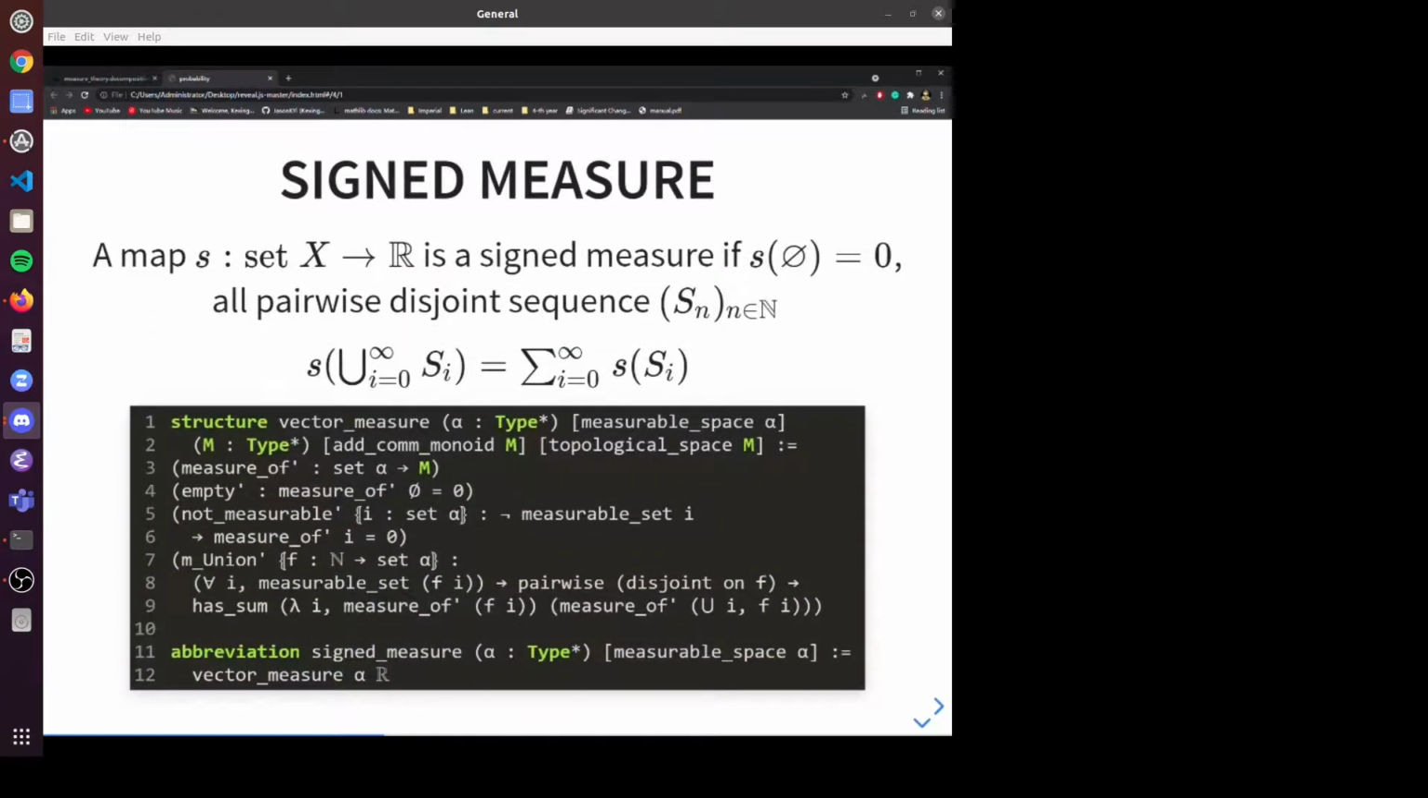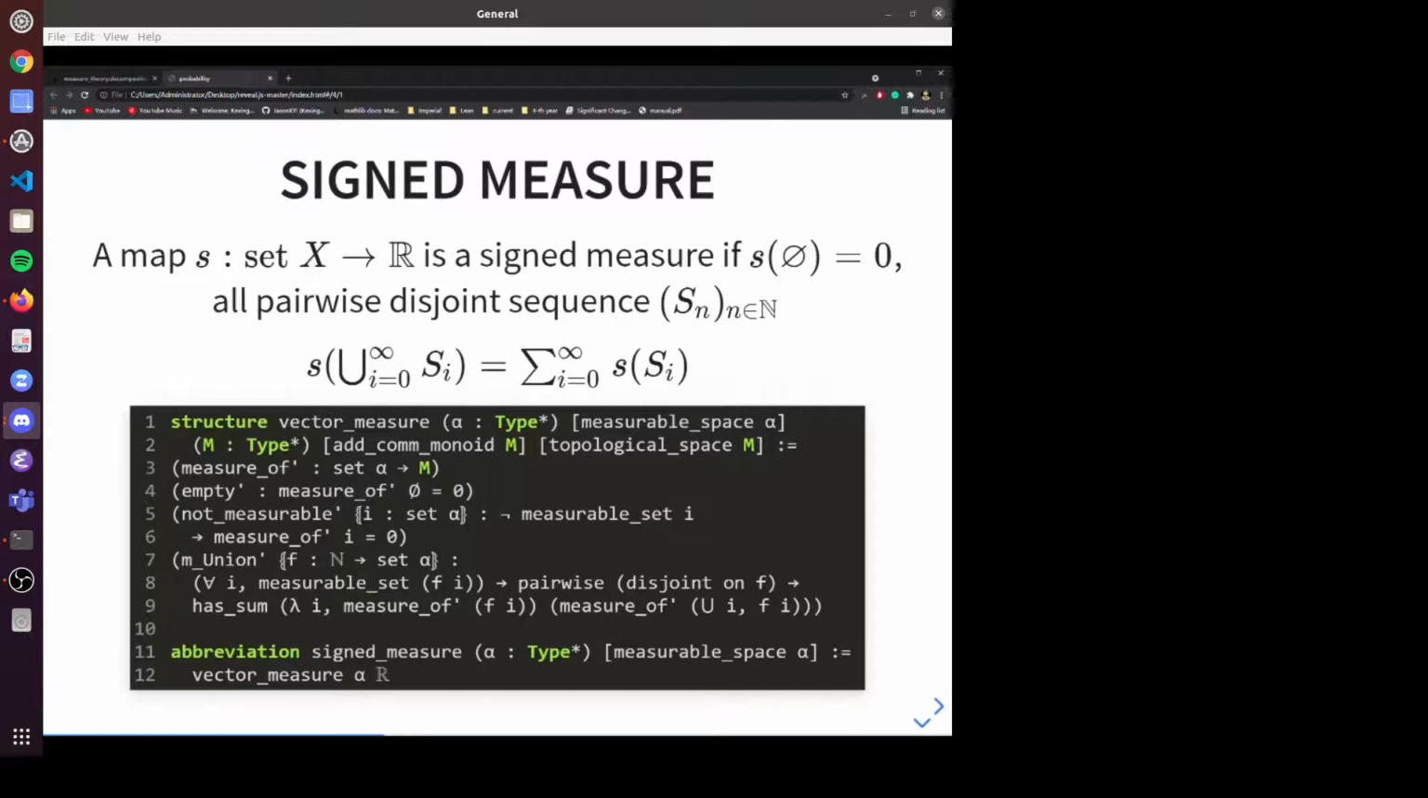So here I have defined what a signed measure is. A signed measure is similar to a positive measure, where it's a set function, right? So it maps a set to a real number. Instead of an extended non-negative real number, we map it to a real number, and it maps the empty set to 0. And for all pairwise disjoint sequences, it is countably additive. So this equality holds.